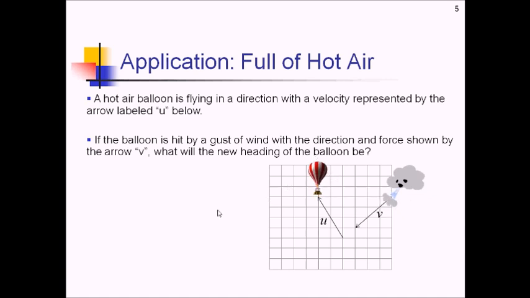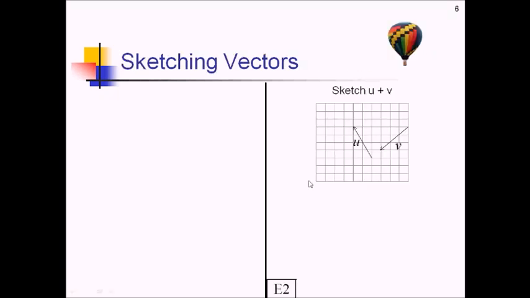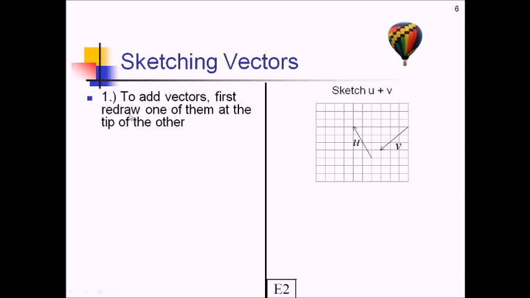What we're looking for here is something called the resultant. This is the result from adding two vectors. So how do we add two vectors like u and v together? It's a two-step process. First step, we have to redraw one of the vectors at the tip of the other. It doesn't matter which one, because we're adding these. We can do this in any order, but I'm going to redraw v at the tip of u.